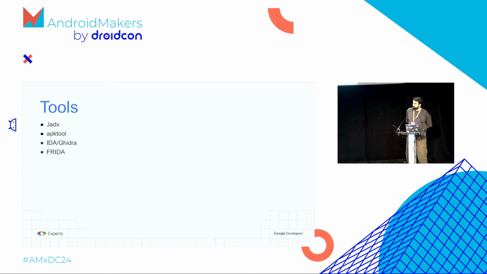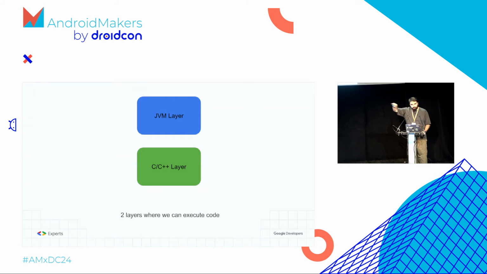IDA Pro is a paid version. Ghidra is open source by the NSA, yes, and it's quite good. And Frida is basically the free tool to hook into running applications on Android and iOS and macOS. You have Python and JavaScript scripting capabilities, so basically you can do whatever you want in the running application. But probably we don't need this today. I will give you an example where we can use it, but I will not use it in this example, just to solve this.